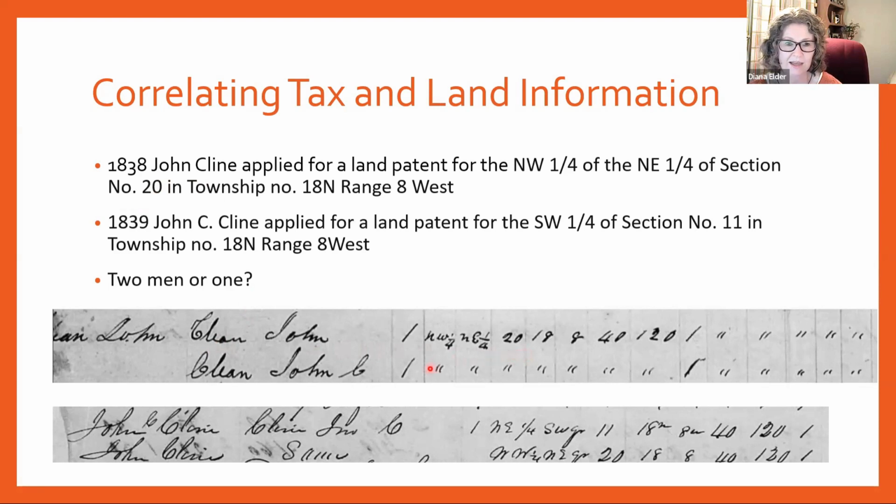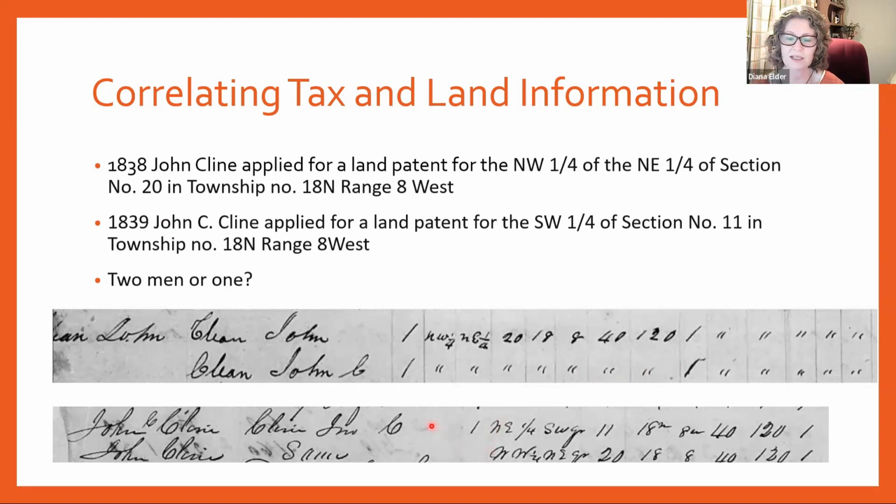And then we see that in a later year, I believe this was, let's see, probably 1841, we still have John Klein who is paying taxes on that same bit of land. So that really correlates. And then we have John C. Klein who applied for a land patent in 1839. And here in 1839, he's not being taxed for that land yet. So I'm not sure why. That land doesn't show up until a later tax list.